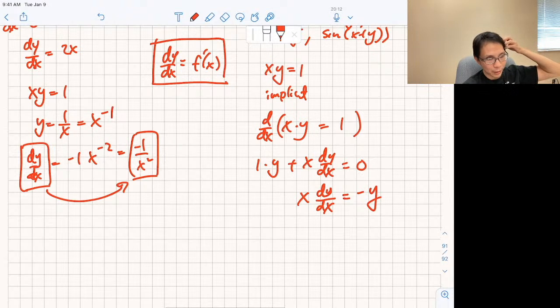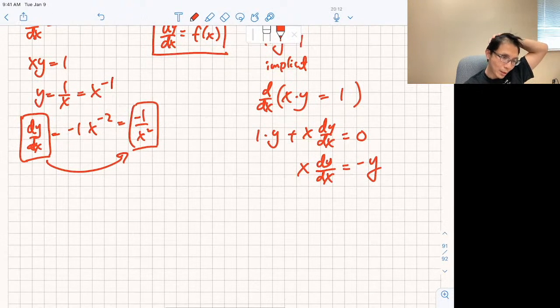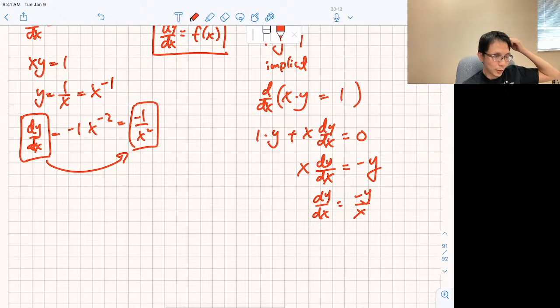So you move the y to the other side, you get negative y, and then dy dx is equal to negative y over x. You probably say, hey, the derivative should be the same. But on the other side I got negative 1 over x squared, and on this side I get negative y over x. And you're like, wait, that doesn't make sense. So how does it make sense?